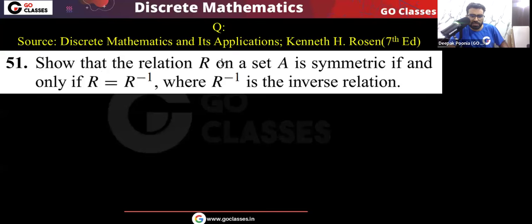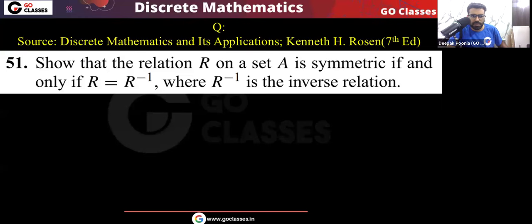Let's solve question 51 from Kenneth Rosen book. Show that the relation R on set A is symmetric if and only if R equal to R inverse. This is what we need to prove. In this question, there are two sides because the question is asking us to prove if and only if. Understand this.